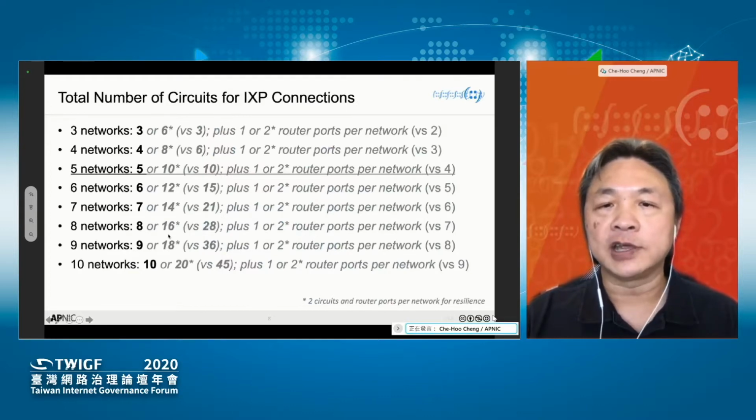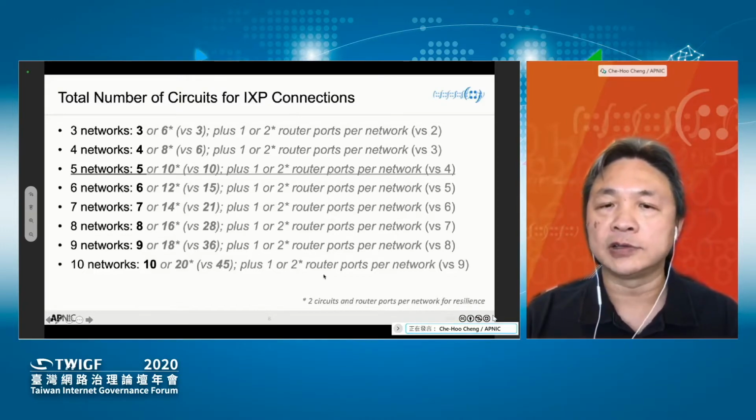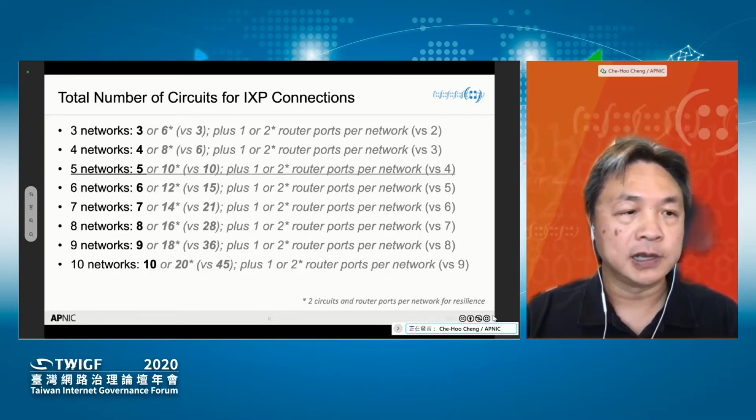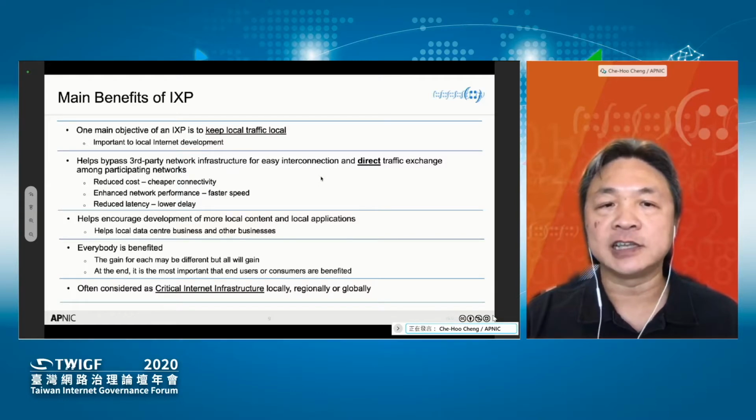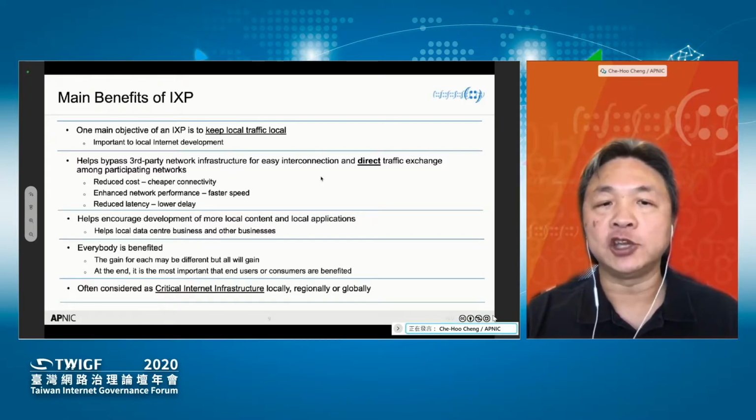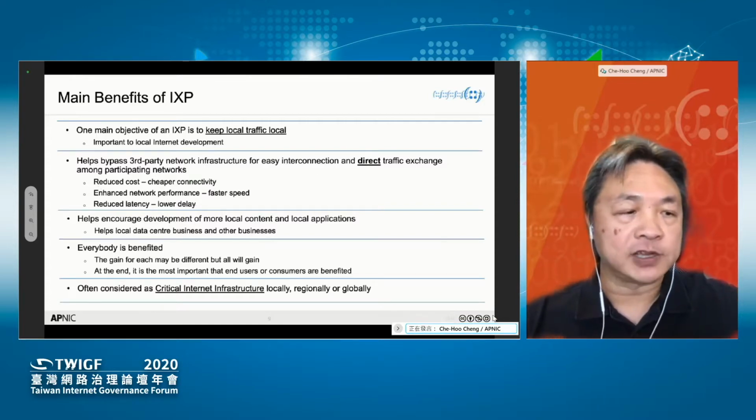Then we will save a lot of circuits and a lot of router ports. For 10 networks, we only need 10 or 20 circuits, depending on whether you want redundancy or not, and 1 or 2 router ports per network. That will save a lot. An IX helps keep local traffic local, gives cheaper connectivity, faster speed, and lower latency, and encourages the development of local content and local applications. It may also help the local data center business, and everyone will benefit.